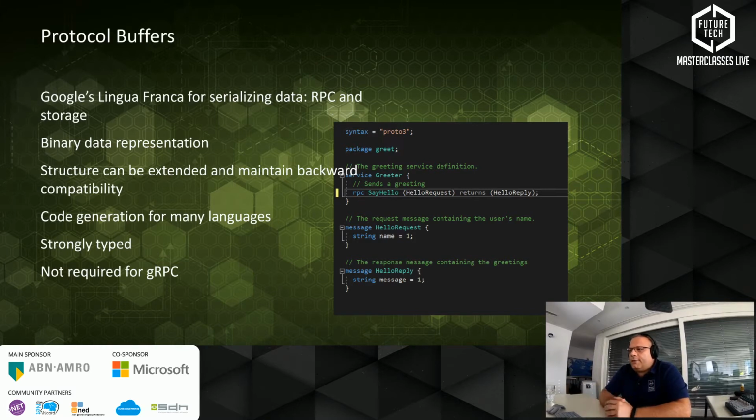By the way, let's go back to protocol buffer. Protocol buffer is a standard written by Google for serialization of data and storage. It represents the data in a binary format, and the structure can be maintained for backward compatibility. It allows code generation in many languages, including .NET and .NET Core, and this is very good for us, as we will see when we put our hands on the code. It's strongly typed, and it's not required by gRPC, but as I already said, to me, they make the perfect match.